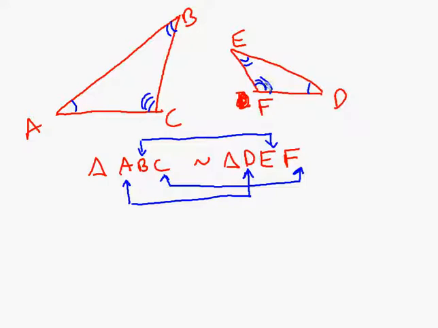Now I oriented those triangles differently. So one of them's flipped around, you see what I mean? But these are similar. I have to write my similarity statement so that the corresponding parts line up. So theoretically, you could do this without seeing a picture. So this means angle A is congruent to angle D, angle B is congruent to angle E, and angle C is congruent to angle F.